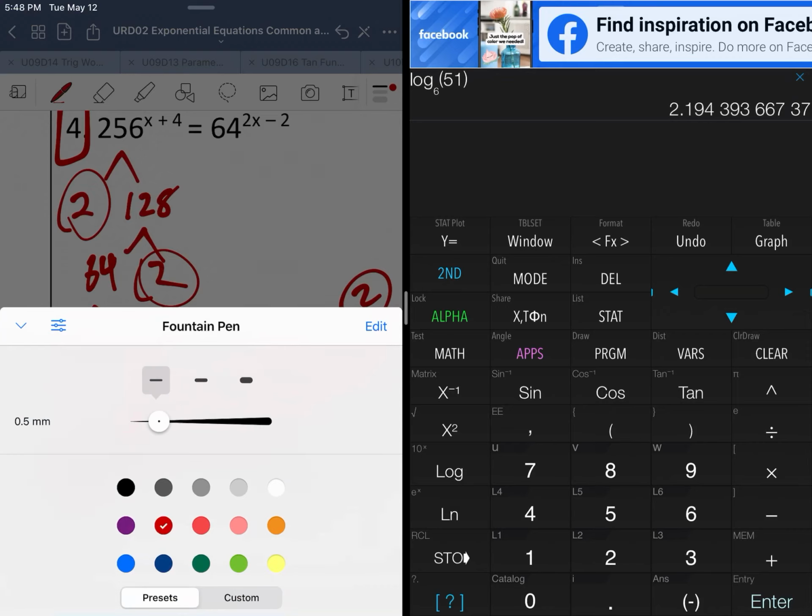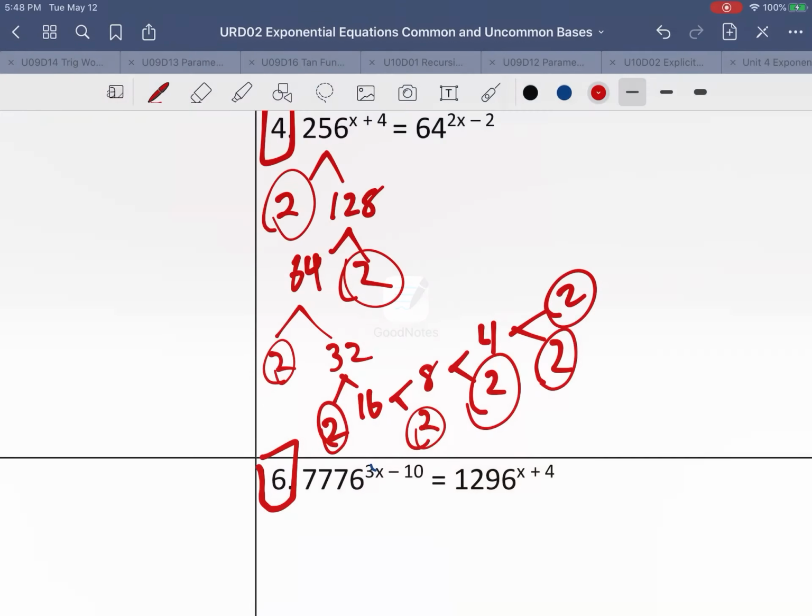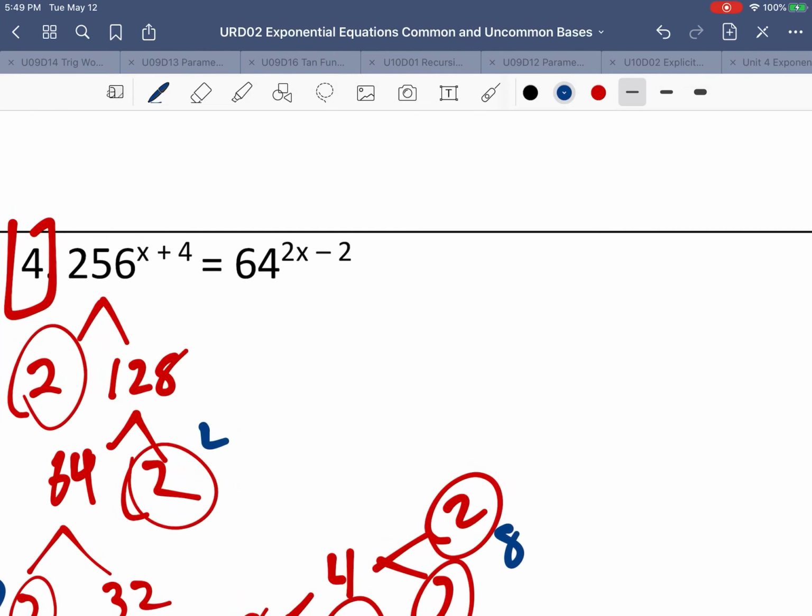And if I were to count them, let me just remove this from the screen. We don't need it right now. If I were to count these, I have 1, 2, 3, 4, 5, 6, 7, 8 2's. So I can rewrite 256 as 2 to the 8th power, and I'm going to bring the x plus 4 inside of a parenthesis. I'm going to do the same thing for 64.